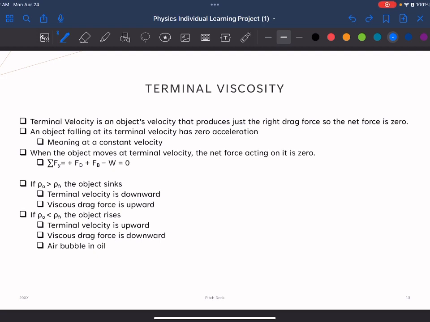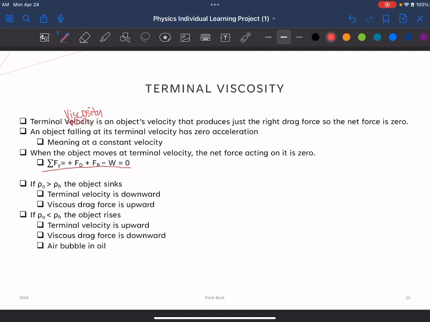So we can look at our terminal velocity. I messed up here. This is terminal velocity. It is an object's velocity that produces just the right drag force so that the net force is 0. And this will mean that an object will be falling at its terminal velocity and will have 0 acceleration. When the object moves at terminal velocity, the net force acting on it is 0. So as you can see here, this is the equation.